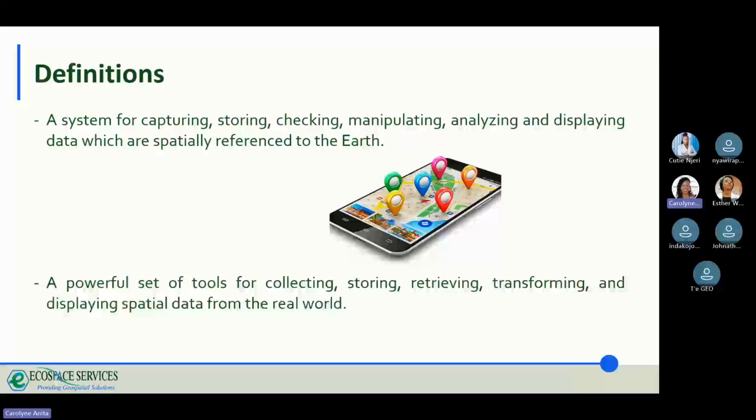It can also be defined as a powerful set of tools for collecting, storing, retrieving, transforming, and displaying spatial data from the world. So consider aspects such as mobile GIS. When you're using mobile GIS, you get a form, you go to the field, you collect your data, you store, retrieve it, and then display it later to a map format, let's say from your mobile GIS, and display it in either ArcGIS, QGIS, or any software of your choice.